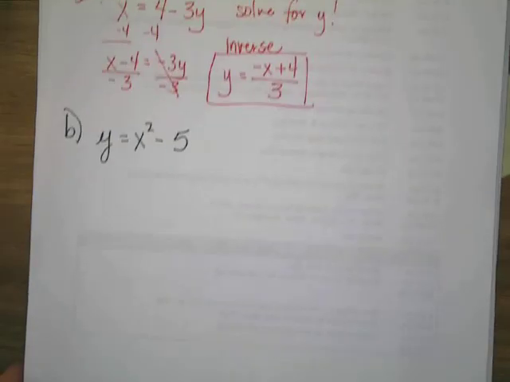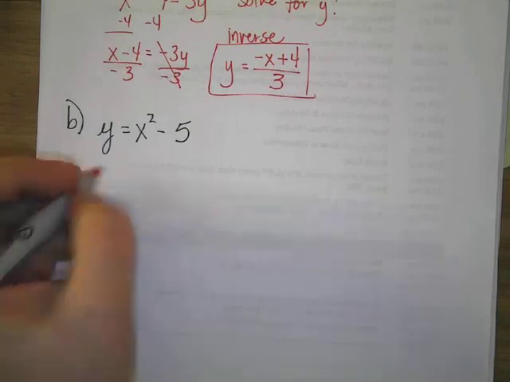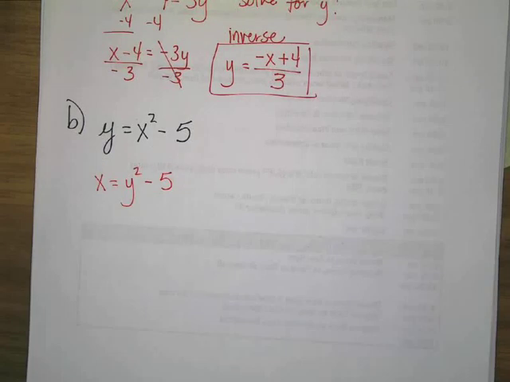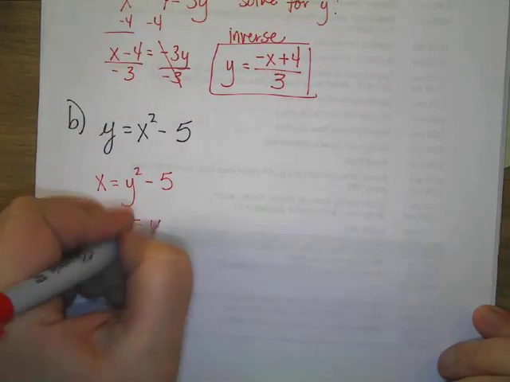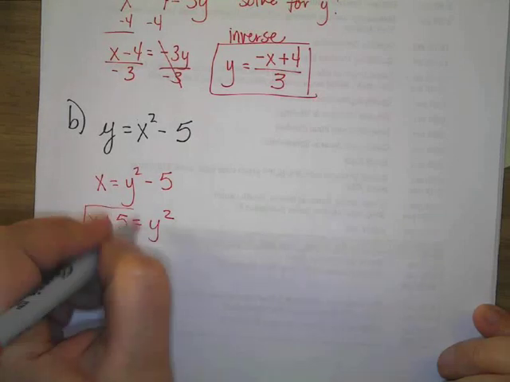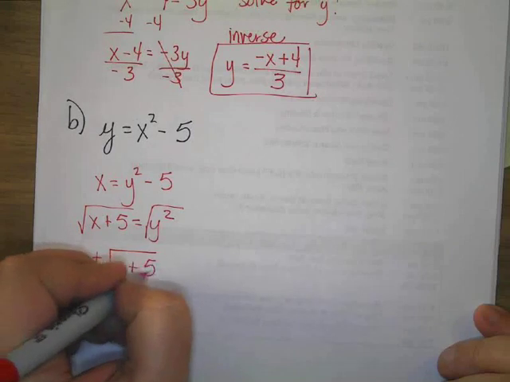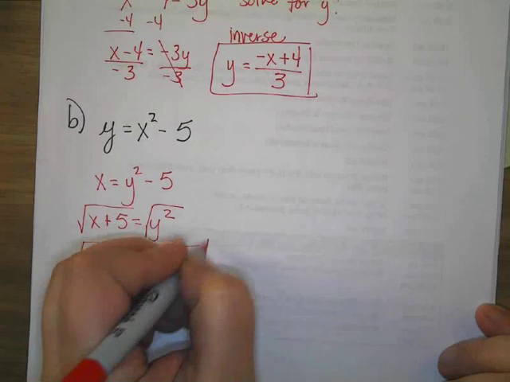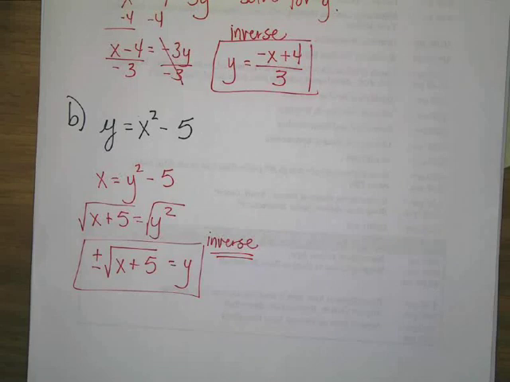Okay, so let's find the inverse of this. Wherever I see a y, what am I going to put? An x. And wherever I see an x, I'm going to put a y. Now we have to solve for y. Add 5. So x plus 5 equals y squared. Square root. Uh-oh, we just square rooted, so plus or minus. This is the inverse. There it is.